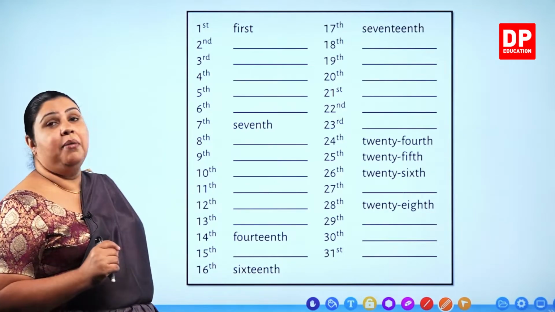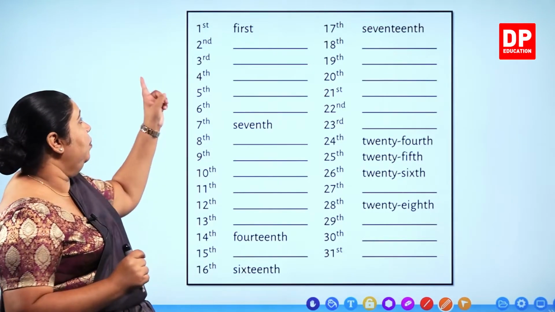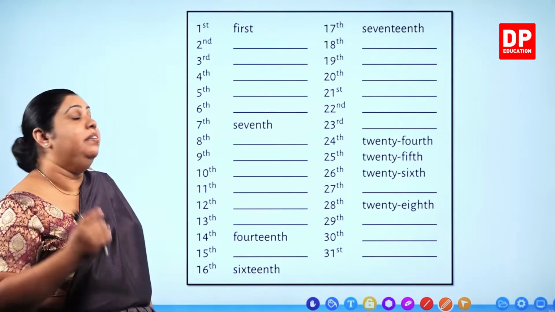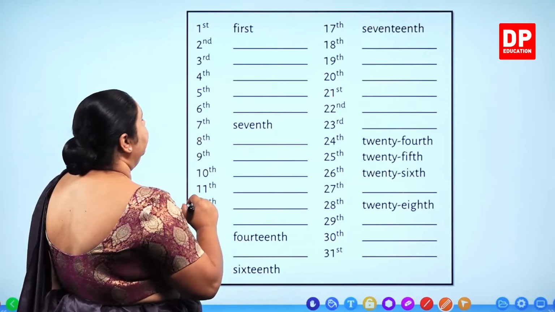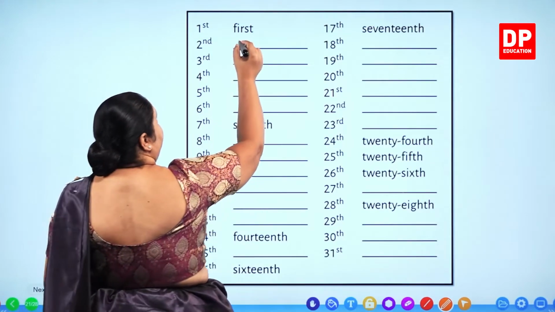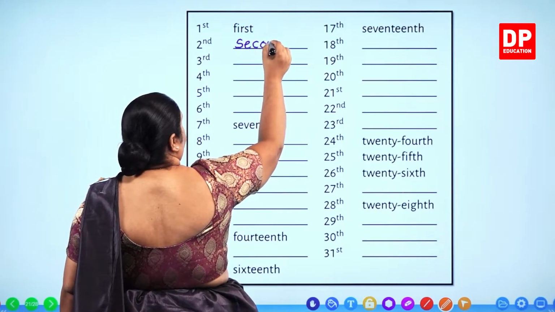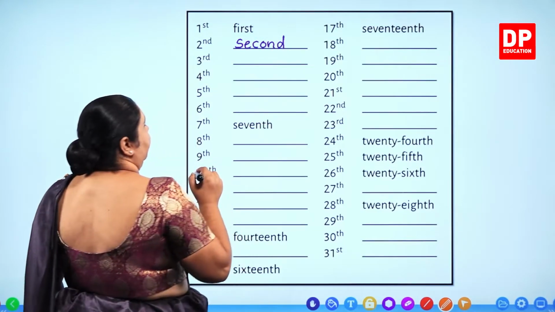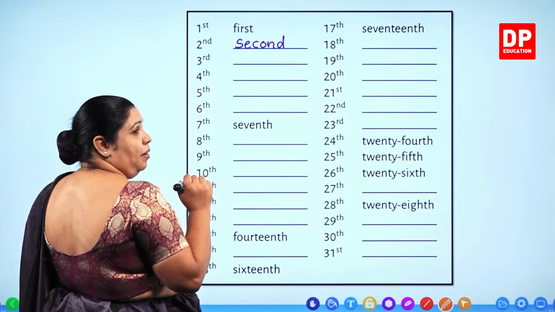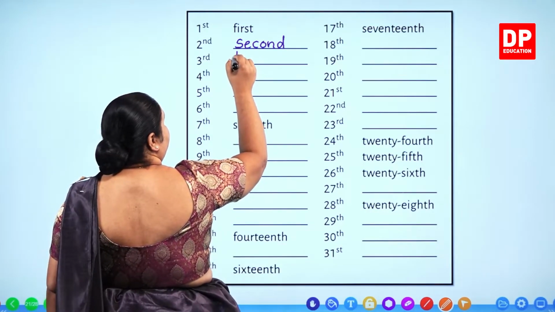First 10 numbers I will write for you. Now here the first one. Number 1 we say first. Then number 2, we say second, S-E-C-O-N-D, second.